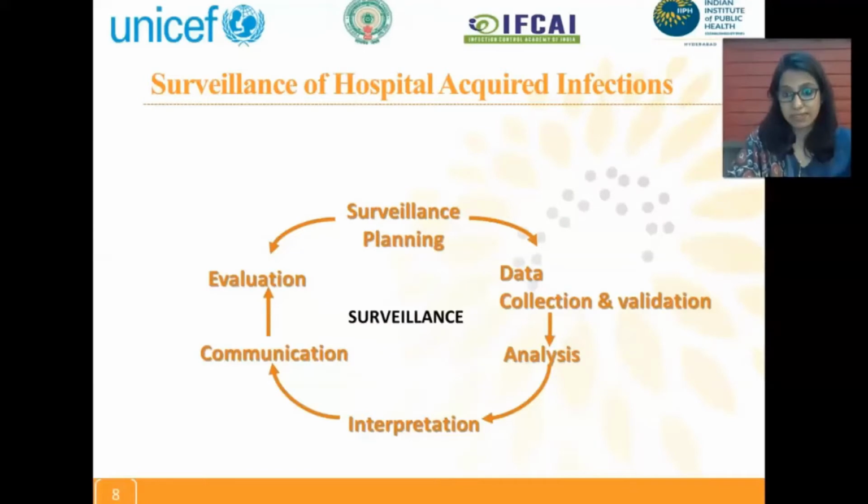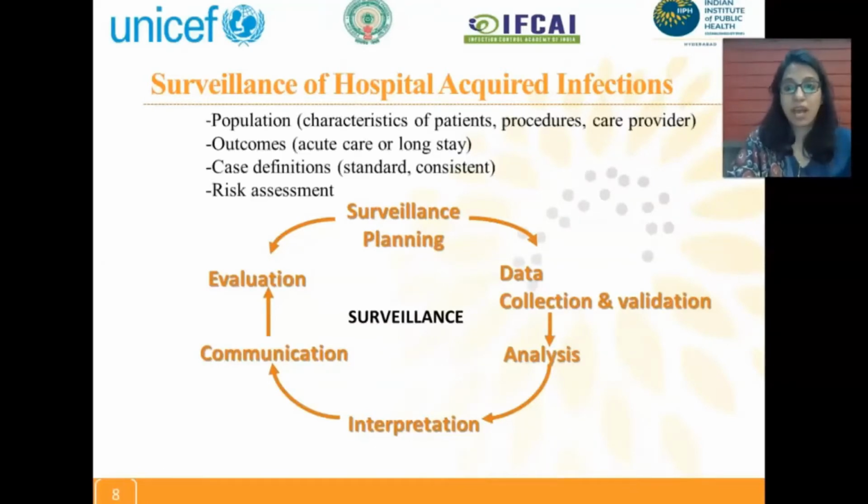Now for each of these steps, if we go one by one, when you're planning for surveillance, you have to define the population, the characteristics of patients or the procedures or the care providers that you are going to include in your surveillance. As I mentioned, you have to look into outcomes or processes. Whatever you are going to do surveillance for, define those. Are you looking at acute care related outcomes or long stay outcomes? And what kind of outcomes are you looking at? That has to be defined.